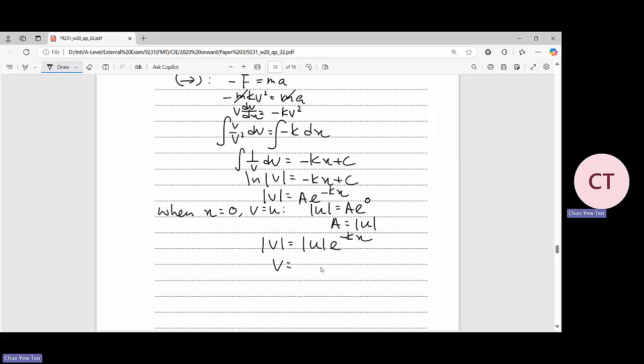Then when we take away the modulus, we have two choices. You're supposed to put plus minus U e power negative kx. So in order to fulfill this condition, your V must be equal to U multiplied by e power negative kx, because when x is equal to 0, V is equal to U.